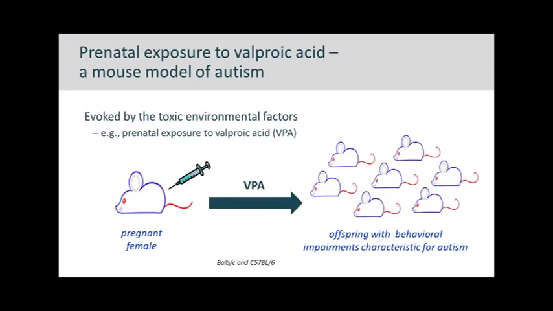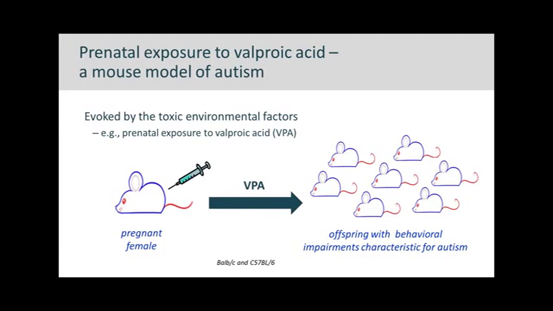The data I'm going to present today were obtained with mice prenatally treated with valproic acid. It's a model of autism in offspring whose mothers were treated this way, which has a face validity in the sense that a higher rate of autism has been observed in women treated with valproic acid during pregnancy. It is an anti-epileptic drug.